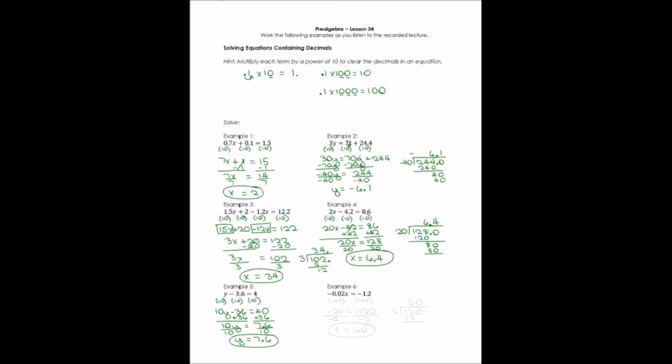And finally, number 6. I finally have a number that has more than 1 decimal place. Negative 0.02x, I'm going to have to multiply that times 100 to clear it. So I have to multiply everything times 100. There's only 2 terms in the problem, though. So I multiply negative 0.02 times 100. I end up with negative 2x. And I multiply negative 1.2 times 100. I end up with negative, and I have to move it 2 places, 2 zeros, 2 places. I end up with negative 120.